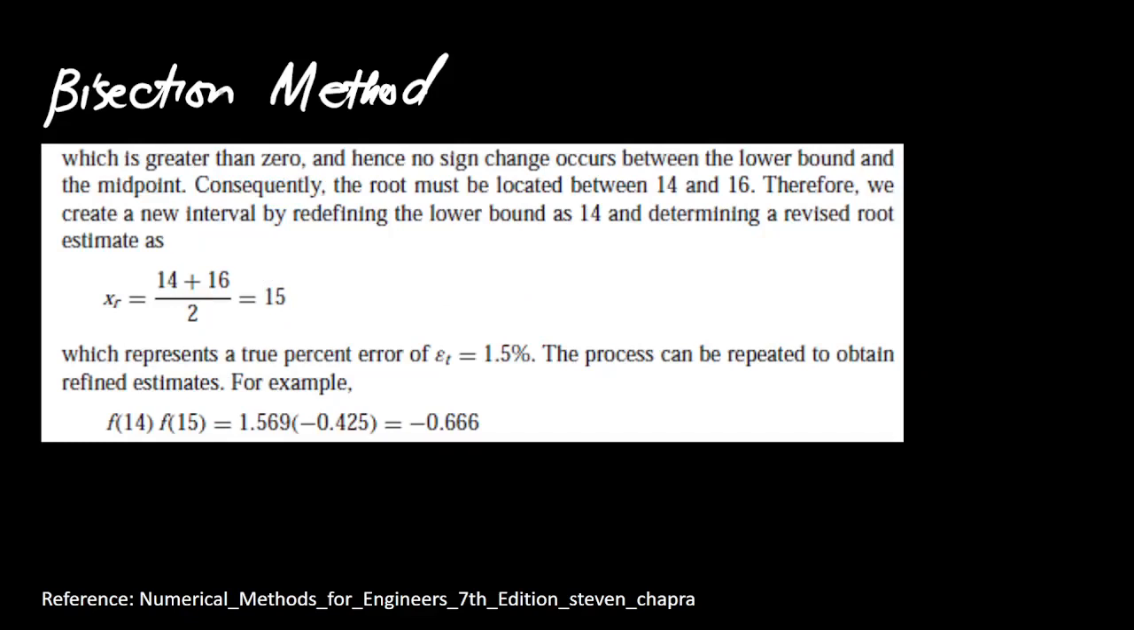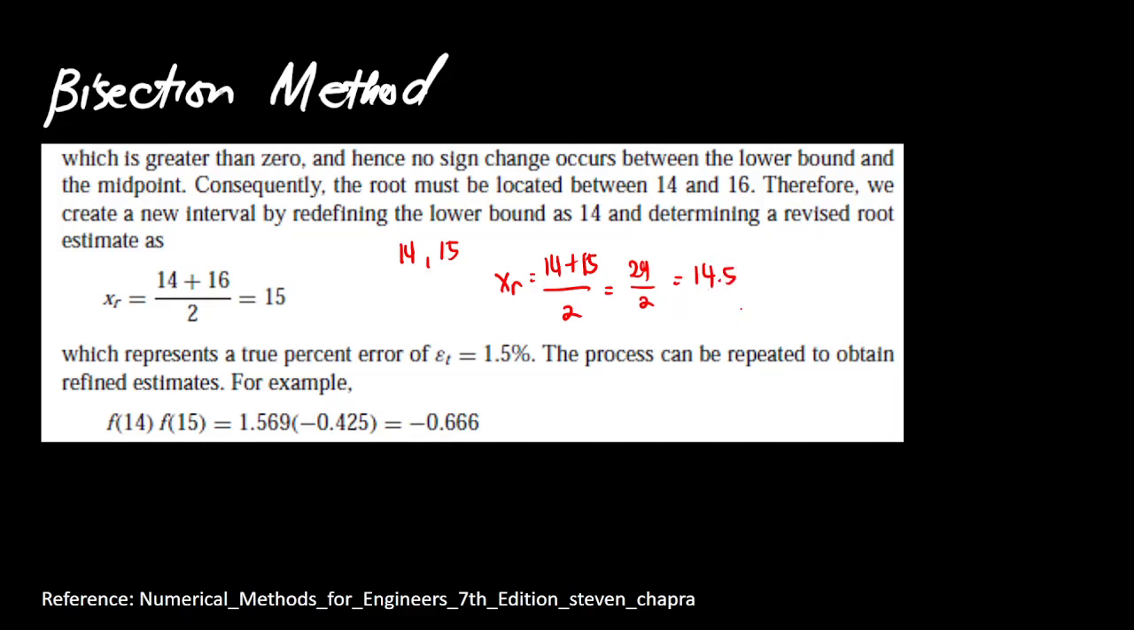So this is how to calculate it, with 15. You find that the product becomes negative 0.666. So it is lesser than 0. Then you should replace the upper guess, which is 16. So now your new bracket should be 14 and 15, right? So your new root should be 14 plus 15 divided by 2, which is 29 all over 2, or 14.5.